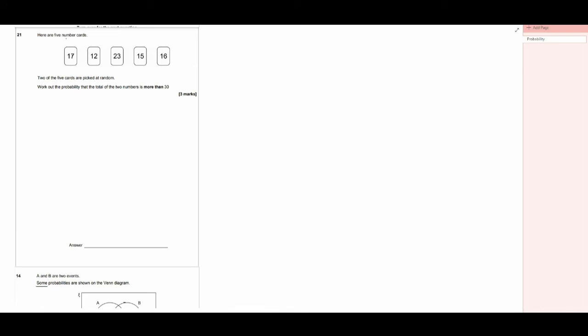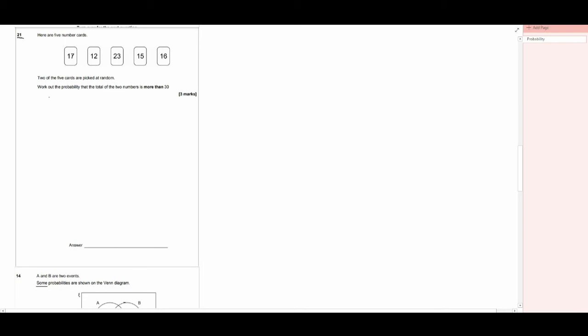Next up, a cards question. This one I believe was from the end of a paper, question 21, near the end, so slightly trickier, but if you just apply your general principles and remember the basics, it should be pretty simple to get through. So, 2 of the 5 cards are picked at random from these 5 number cards. The first thing we do with this kind of question is work out what we're out of, because the total of the numbers must be out of it.